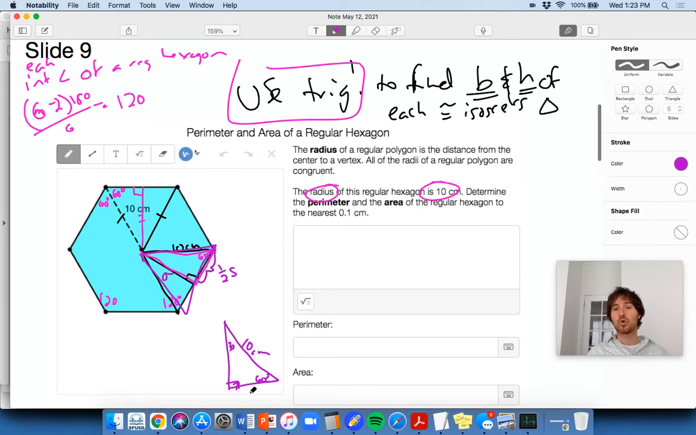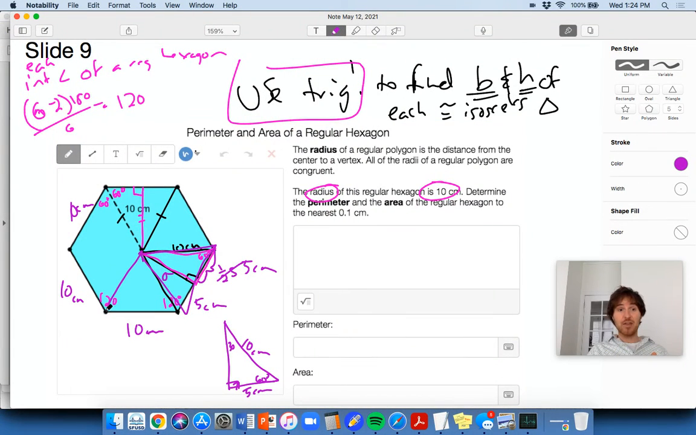So what do I know about the shorter leg of a 30, 60, 90-degree right triangle? It's exactly half as long, 5 centimeters. So this is 5 centimeters here. Well, this has got to be 5 centimeters. Check it out. Wait a second. This is 10 centimeters. This is 10 centimeters. So you know what? The side length is also 10 centimeters, as is the radius.